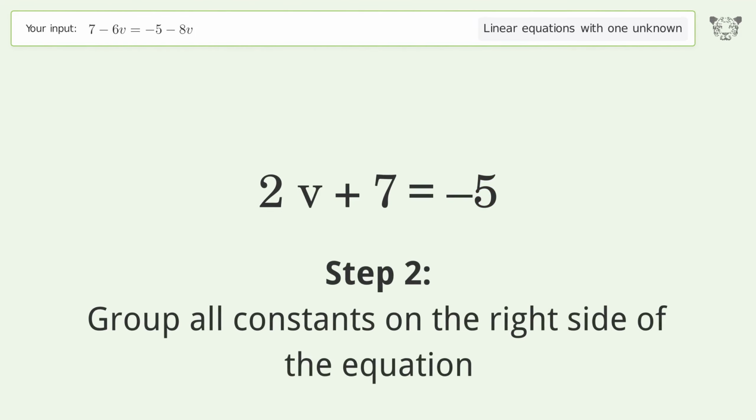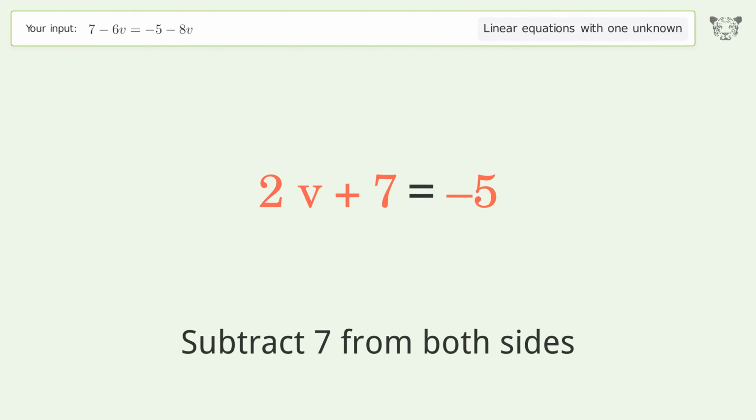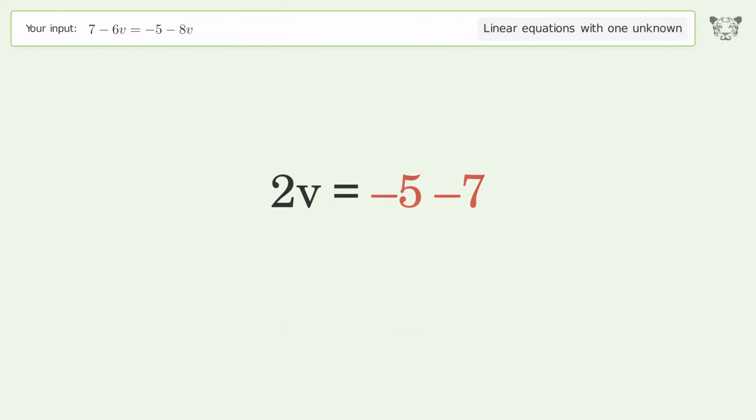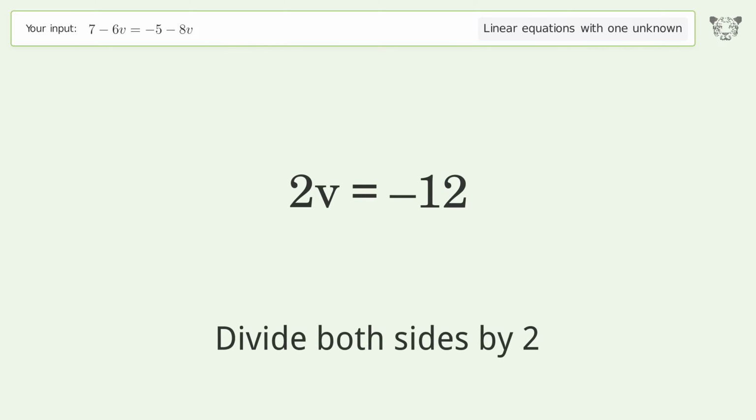Group all constants on the right side of the equation. Subtract 7 from both sides. Simplify the arithmetic. Isolate the v. Divide both sides by 2.